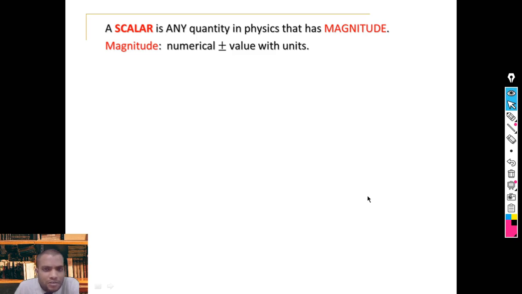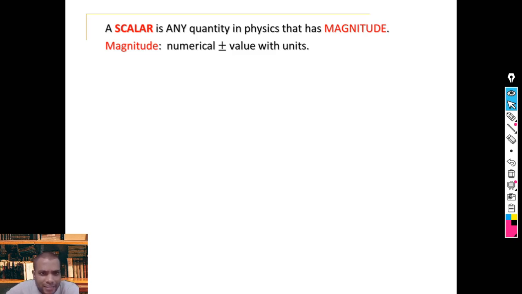So we know physical quantities are divided into two categories. One is scalar, another one is vector. A scalar is any quantity in physics that has only magnitude. Magnitude here means nothing but a numerical value, maybe plus or minus. Suppose you say, what is your height, how can you describe it? Your height is maybe 6 feet. The 6 here itself is the magnitude.